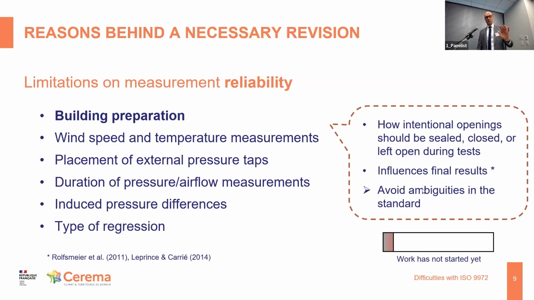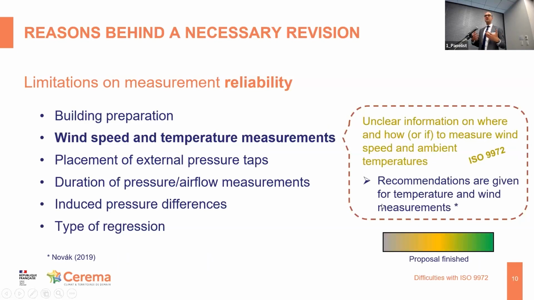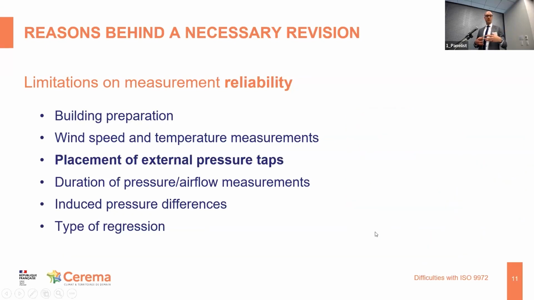I always show for all these points here the current status we are on. So we have not started on this particular point. Then the standard requires taking wind speed measurements and temperature measurements. However, it's a bit unclear in the standard where or how or if to measure the wind speed and ambient temperature. So we gave recommendations for temperature and wind measurements. This is already done in the sub-working group there. Then it's important to really define the placement of external pressure taps.